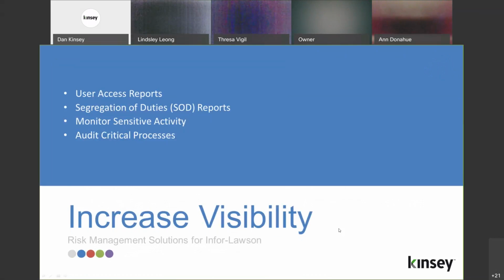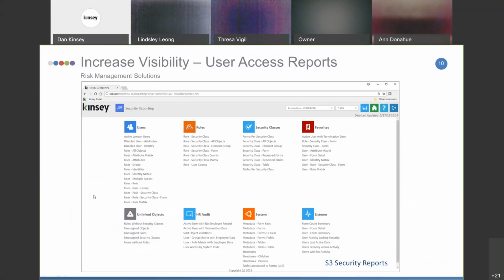So let's look at increasing visibility. What are user access reports like? What's SOD look like? The monitoring and the auditing. So this is the security dashboard for just the Lawson S3 applications. And you'll see, a lot of our customers, this will look familiar to you. So you have all your user reporting. I have my user roles, user role security class, and user role security class form, different levels, depending on how much detail I want to look at.